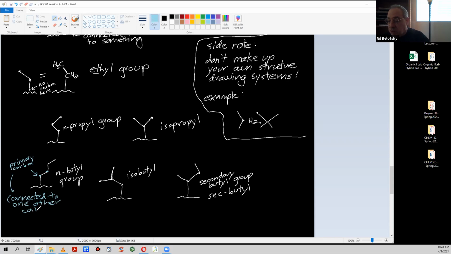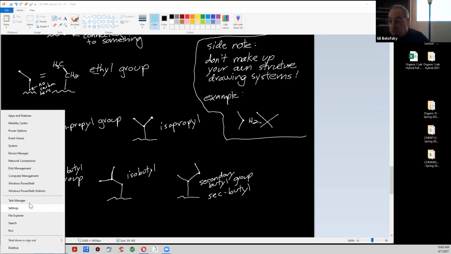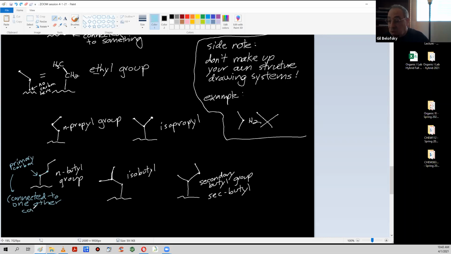We're getting a lot of terminology here, but believe it or not, I try to limit the use of terminology because you can really go crazy with it. This carbon is a secondary carbon because it's connected to 2 other carbons.